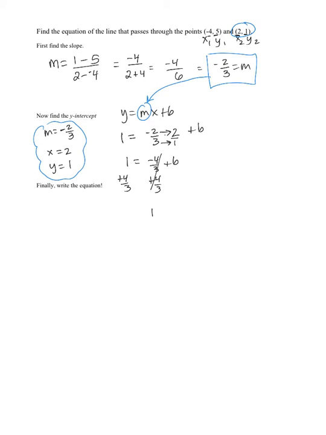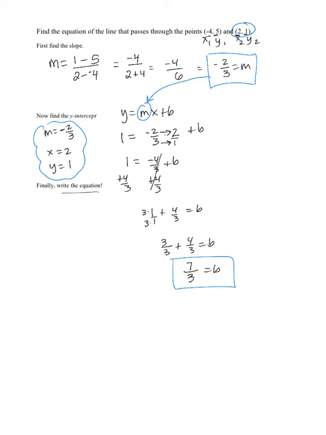And so then I've got 1 plus 4/3 is equal to b. And adding fractions, I need to get a common denominator. So I've got 3/3 plus 4/3 is equal to b. So this ends up being 7/3, which is b. Excellent. Okay, so now I have the two things. I can write my equation.